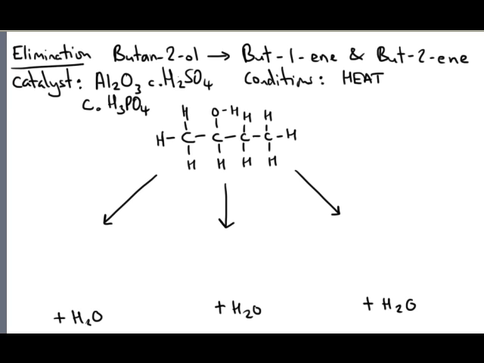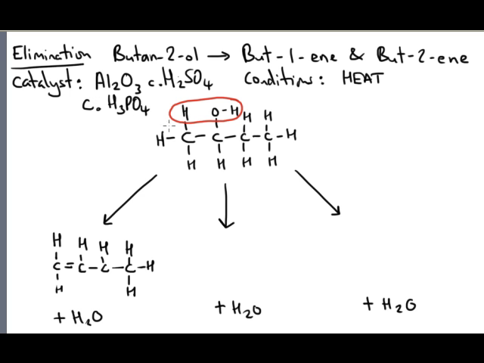Now, 2 products we get. First of all, but-1-ene. When we make but-1-ene, we're removing an H and OH on these 2 atoms here. So we form but-1-ene, which will look like this. So I've dehydrated the alcohol, and that's the first product.